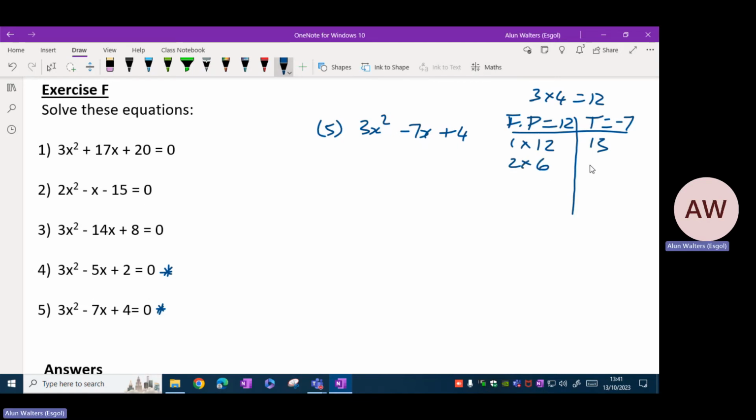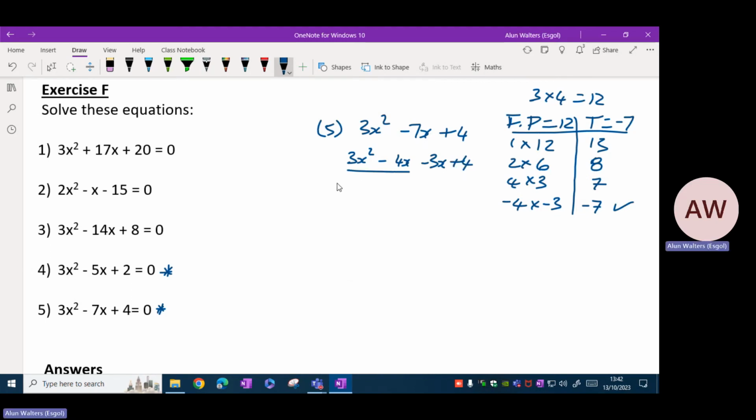2 times 6, 4 times 3. Now obviously 4 times 3 gave us plus 7, so obviously you need minus 4 times minus 3. They multiply to give you plus 12, but they add to give you minus 7. So that is what we want. So I'm going to replace negative 7x with a negative 4x and a negative 3x. So we've got 3x squared minus 4x minus 3x plus 4.